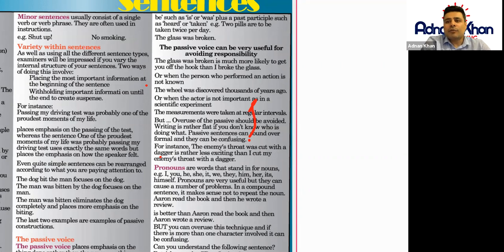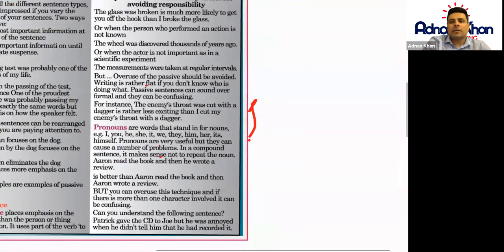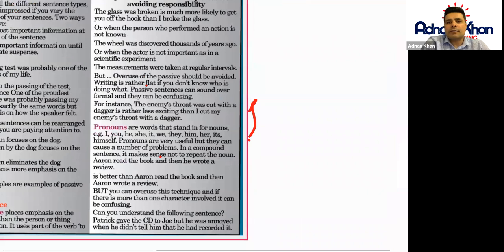Or when the person who performed an action is not known, the wheel was discovered thousands of years ago. All right, so nobody knows who discovered the wheel. It's just a passive sentence. Or when the actor is not important, as in a scientific experiment. Okay? The measurements were taken at regular intervals. These are all certain examples. So passive voice sometimes in certain situations can get you off the hook, which we know about.